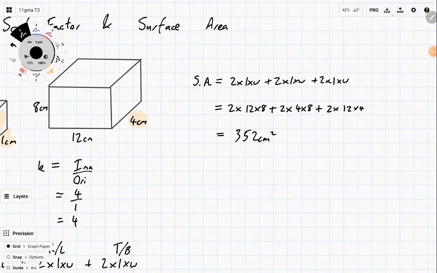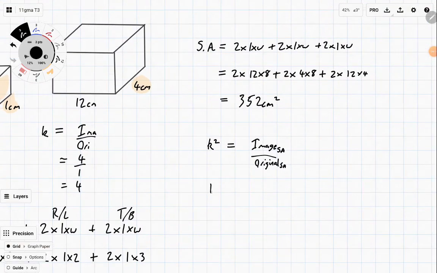So indeed, our theory is proven correct, that k squared is equal to the image surface area over the original surface area, and that the image surface area is equal to the original surface area times k squared. So basically we can treat surface area and area with the same rules. It's all to do with k squared.